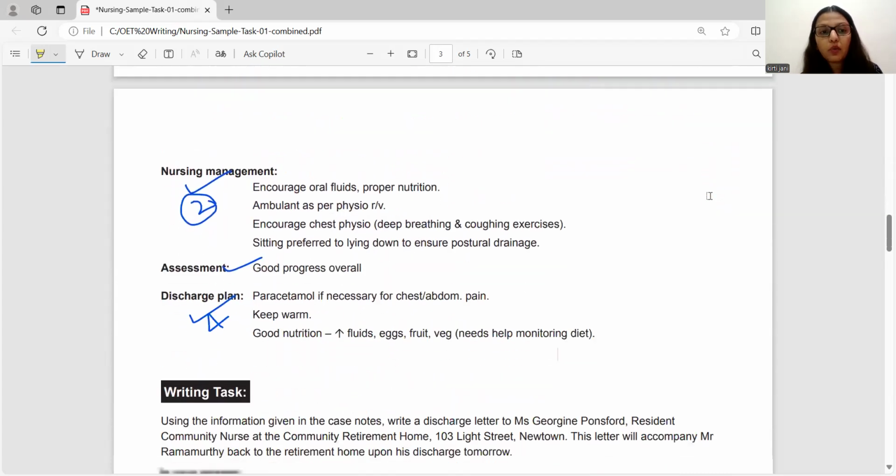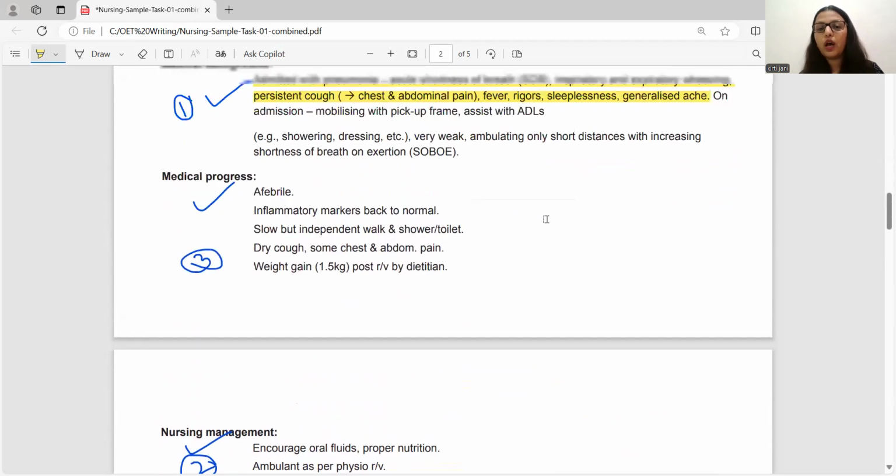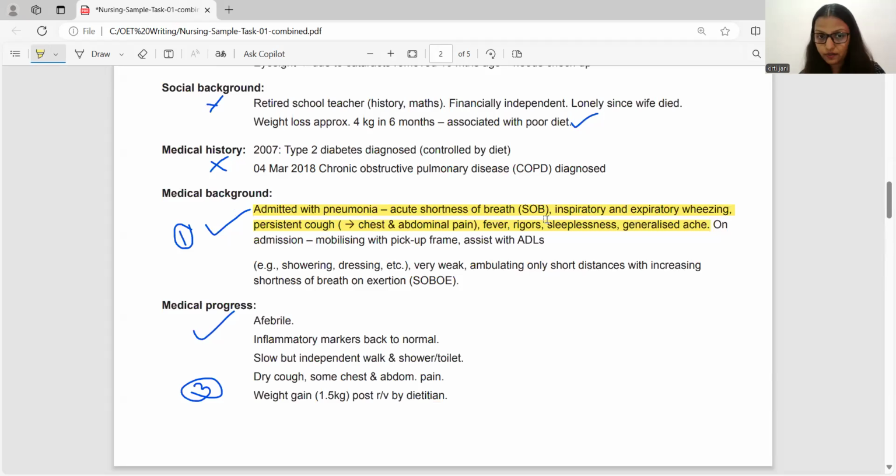Then I will begin with the management that is relevant to the pneumonia, that is chest physiotherapy, and sitting preferred to lying down to ensure postural drainage. Now you know that pneumonia is accumulation of fluid in the chest cavity, and when you give Fowler's position, propped up position, okay, that ensures postural drainage. Okay, there will be a shift of fluid. So that is also relevant information for the pneumonia. So I will write this as well along with the complaints.